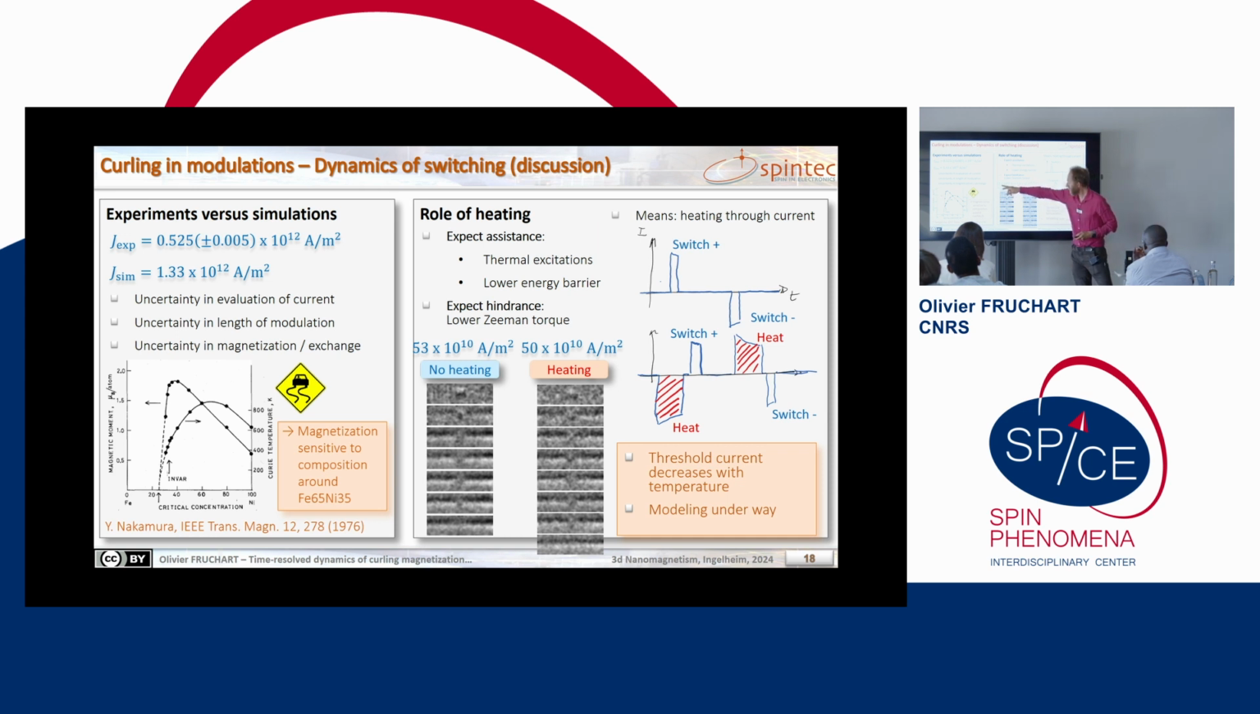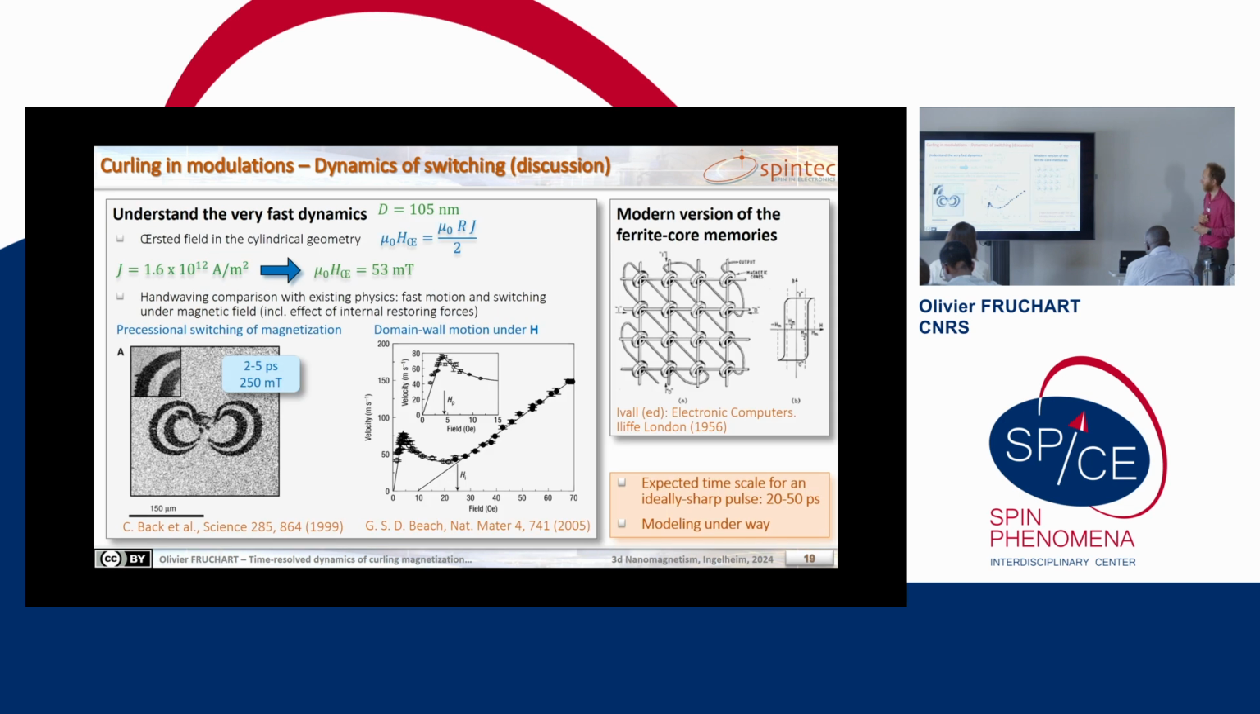With no heating, you have a threshold which is slightly larger. And if we put in a very simple model, this is something that we expect. But this is not completely obvious, because if you have lower magnetization, you also lower the Zeeman torque from the Ørsted field.